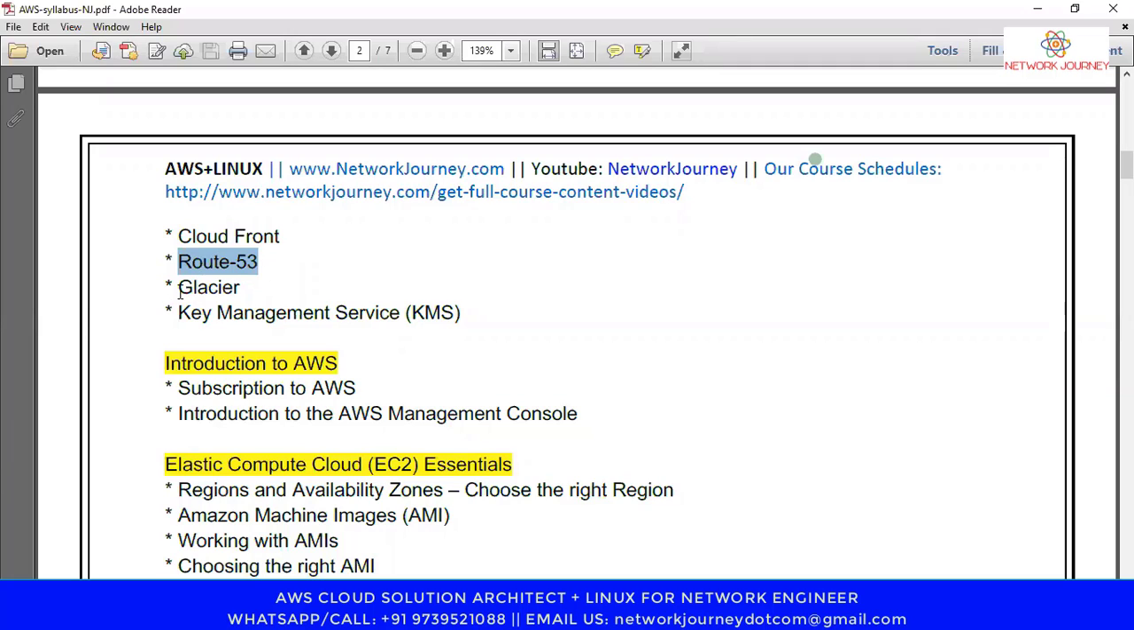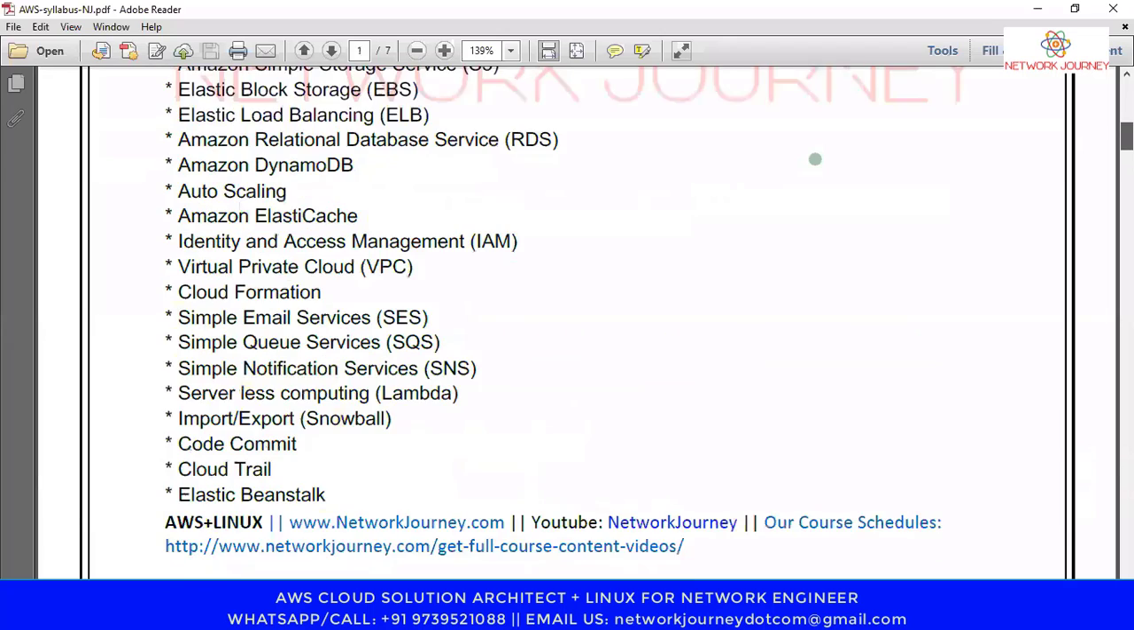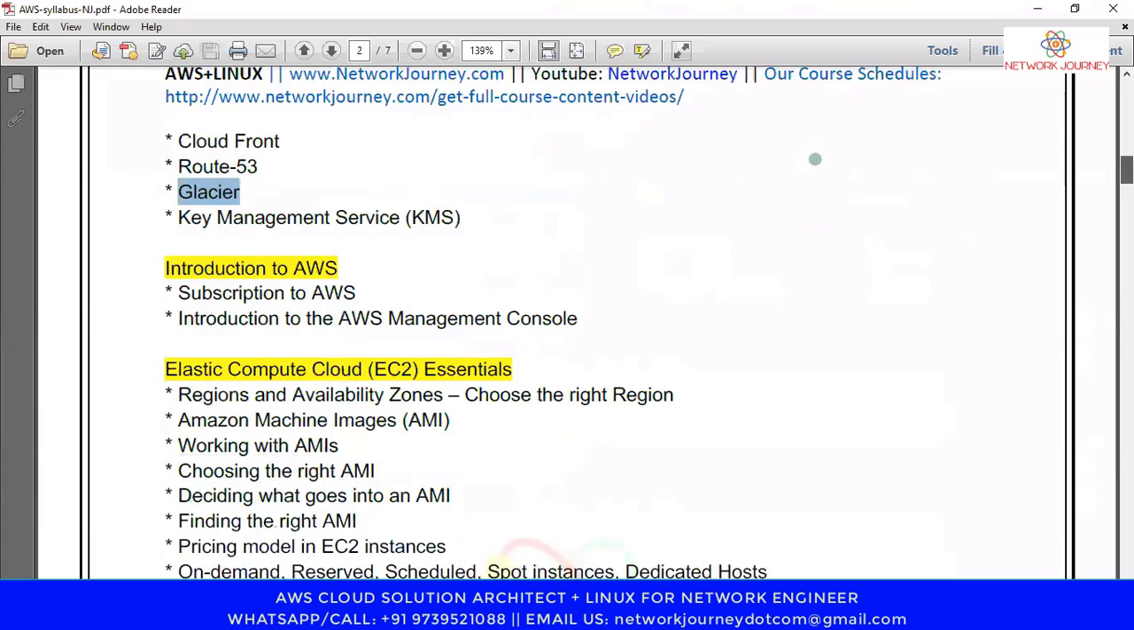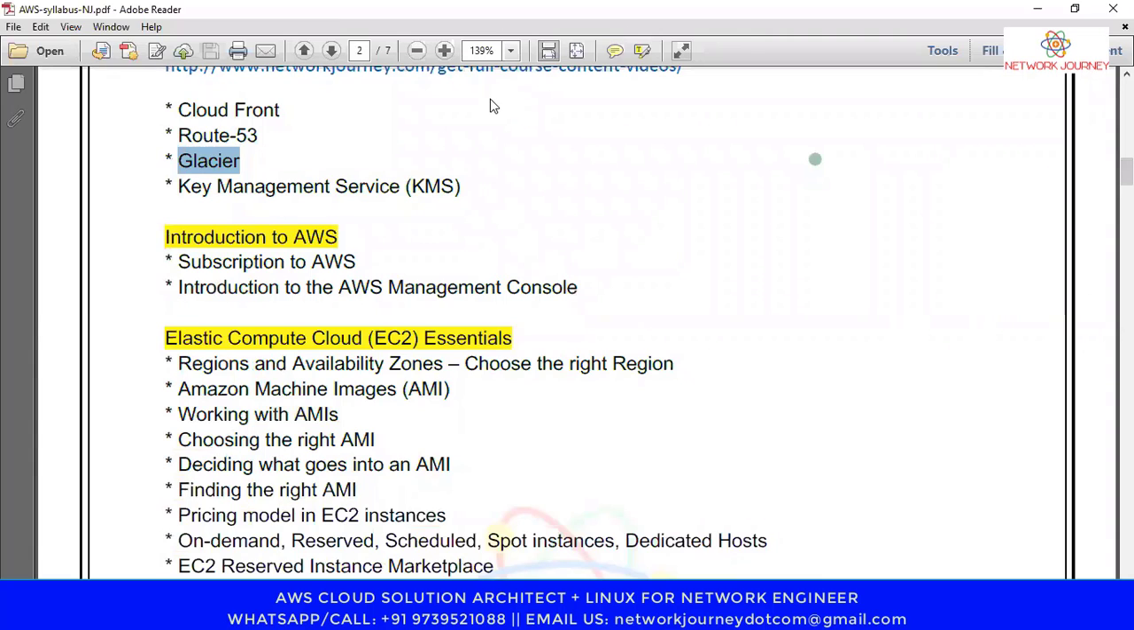Next to that, Glacier. Glacier is also a kind of storage. Here we can go for archival storage. For normal storage, we have Simple Storage Service, which is S3. Simple Storage Service is for normal storage, and Glacier is for archival storage actually.